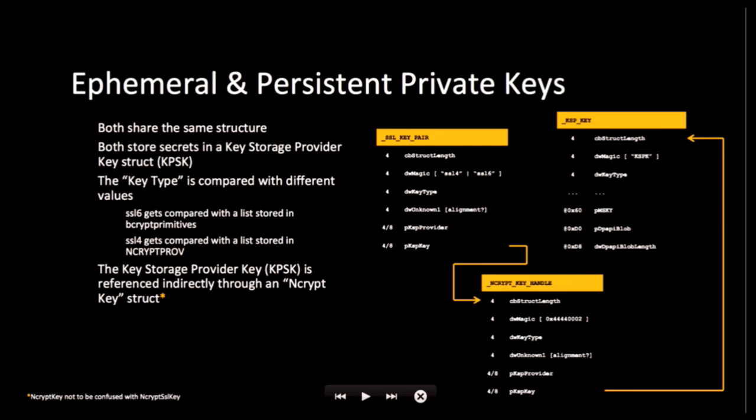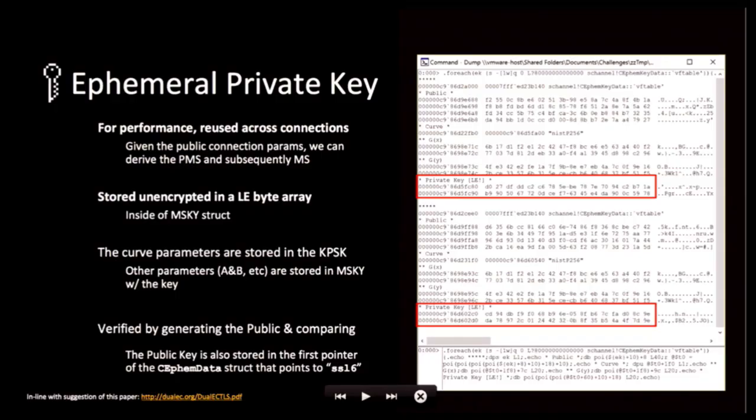So this KSPK structure is the instantiation of the key from disk or the ephemeral key itself. And it has all the values we need to do anything interesting with them. So that is the key storage provider key, and it's kind of the thing that we're shooting for. So the ephemeral private key itself, that's what it looks like dumped out. It's stored little endian. Nothing else from Microsoft is stored little endian for the keys and the secrets, so it kind of threw me off at first.